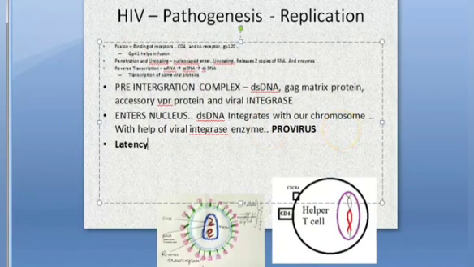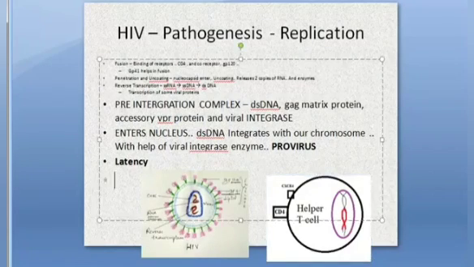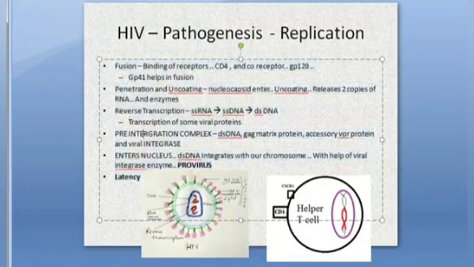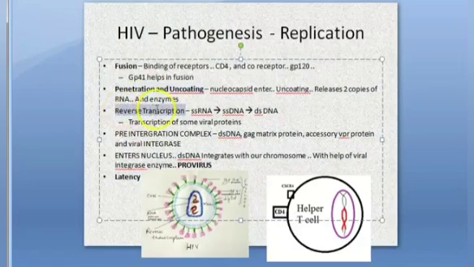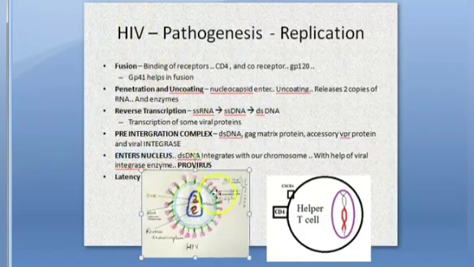That is the last step in this replication we want to explain, latency. Latency is in this integrated state itself, the HIV establishes a latent infection for a variable period. So many years also it can just be like this only. So that's all we want to say in this replication. What all did we see in replication? We saw fusion, it will fuse, penetrate and uncoat. Reverse transcription happens, pre-integration complex, enter the nucleus, form the provirus, and then latency.